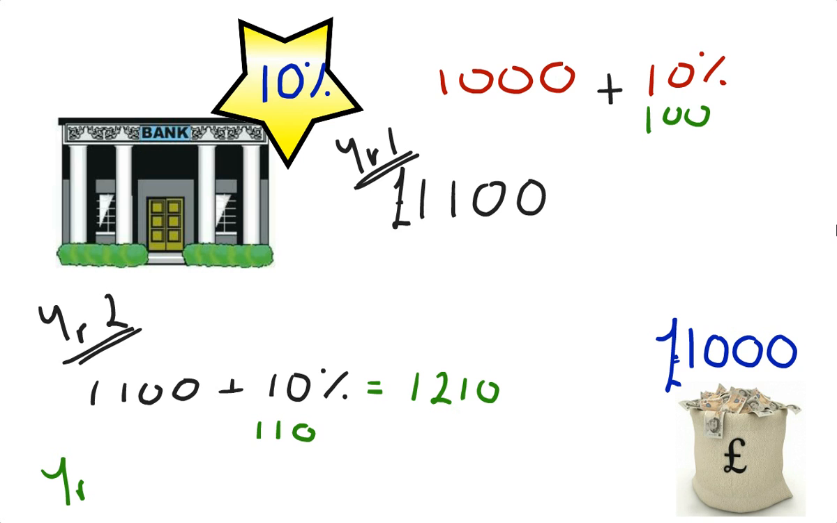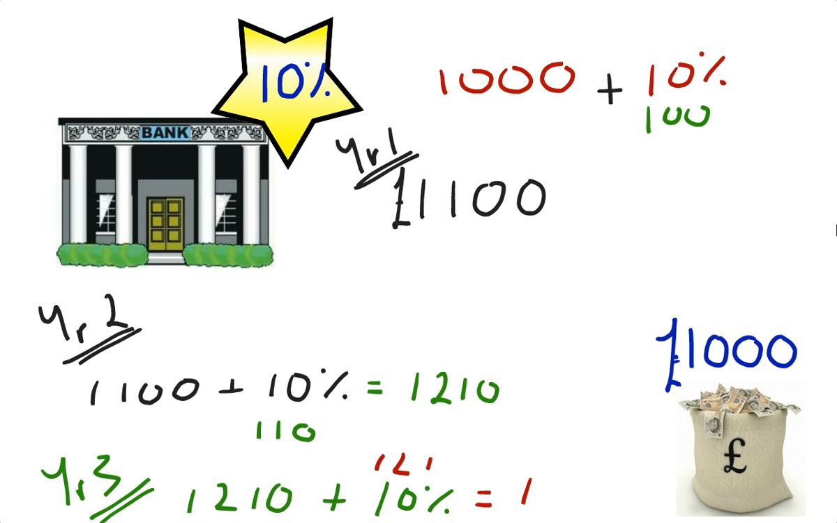Which means at the beginning of year 3, I've got £1,210. I need to add on another 10%. The 10% of this is 121. So adding them together, we get £1,331 at the end of year 3.